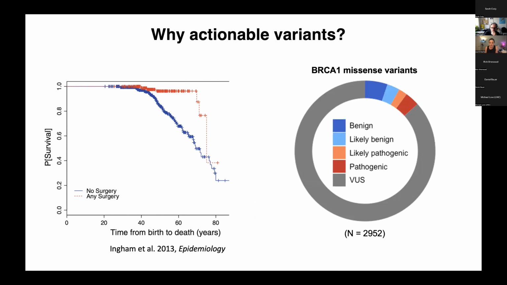And as you might have guessed, many of the missense variants in BRCA1 in ClinVar are variants of uncertain significance. So this is a problem across genes that are barely studied, to genes like BRCA1 and P53, where there are tens of thousands of papers in ClinVar or in NCBI.